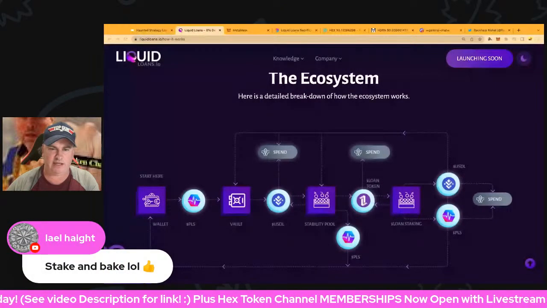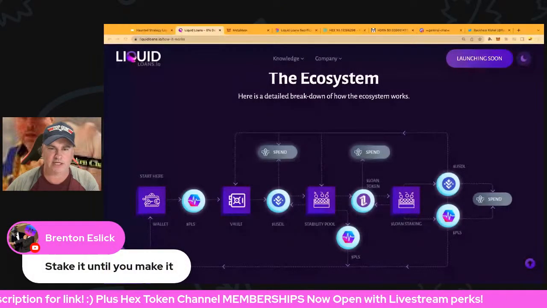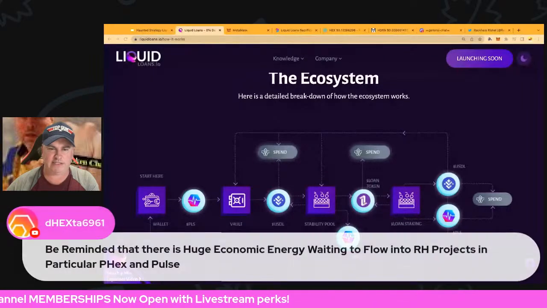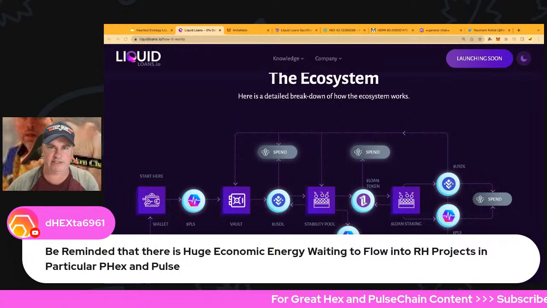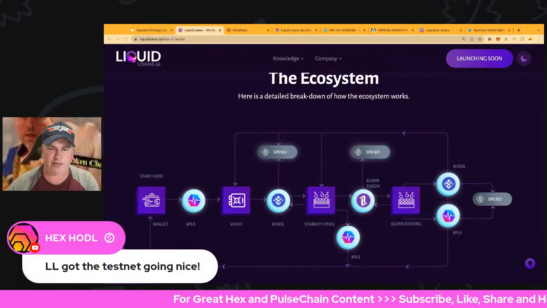Stake and bake, says Lyle. Stake and bake, nice. Take it until you make it, says Brennan. DHEX says, be reminded that there is huge economic energy waiting to flow into the RH projects, in particular PX and Pulse. That's so true, DHEX. There's a lot of economic energy waiting to come in.